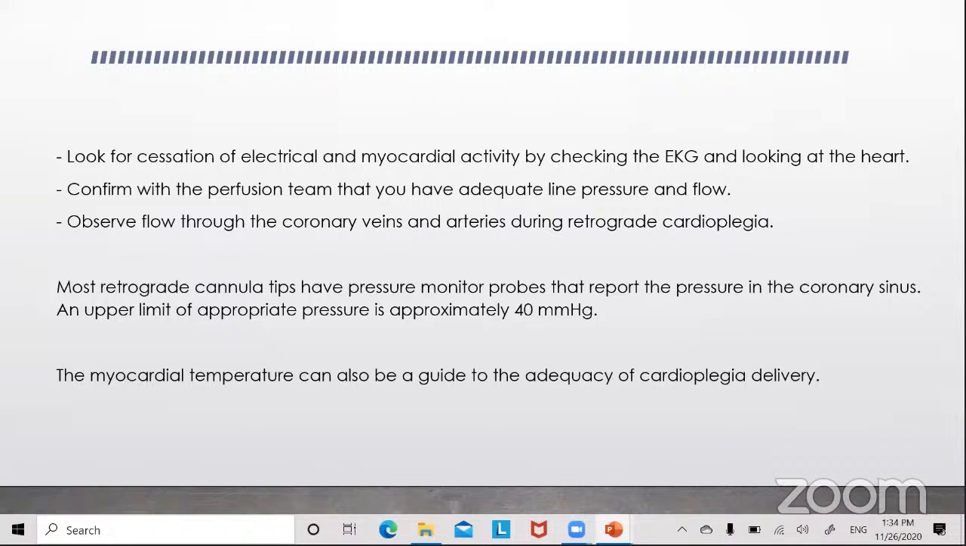The myocardial temperature can also be a guide to the adequacy of the cardioplegia delivery. You should note a decrease in the myocardial temperature, assessed either manually by touching the heart or with a direct temperature probe.